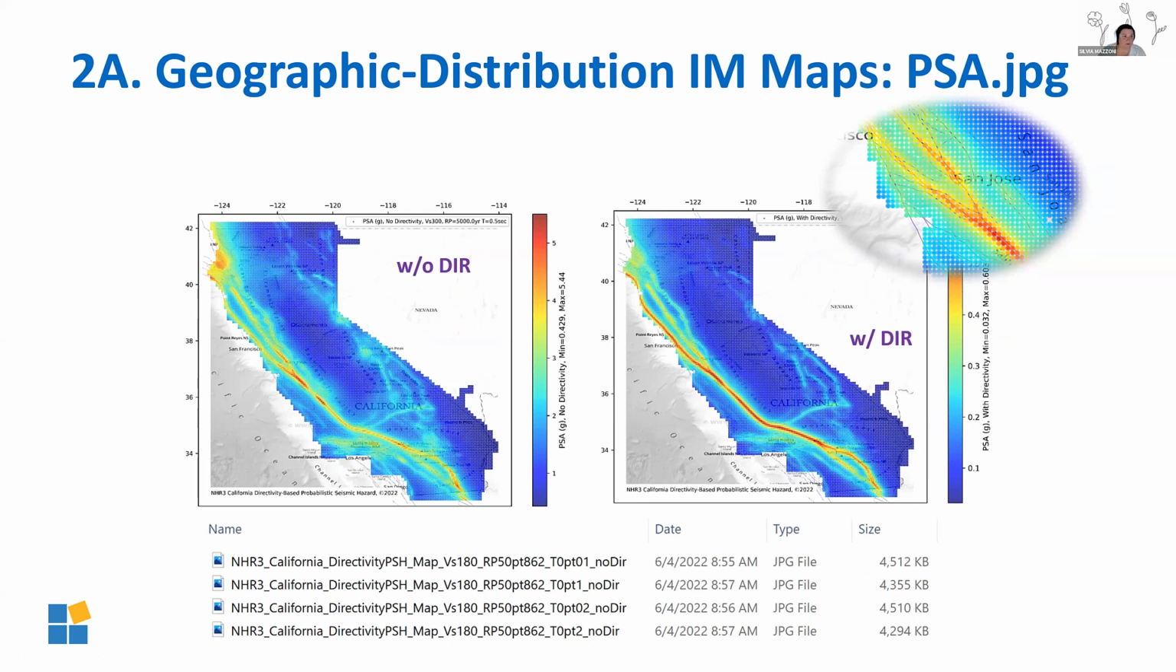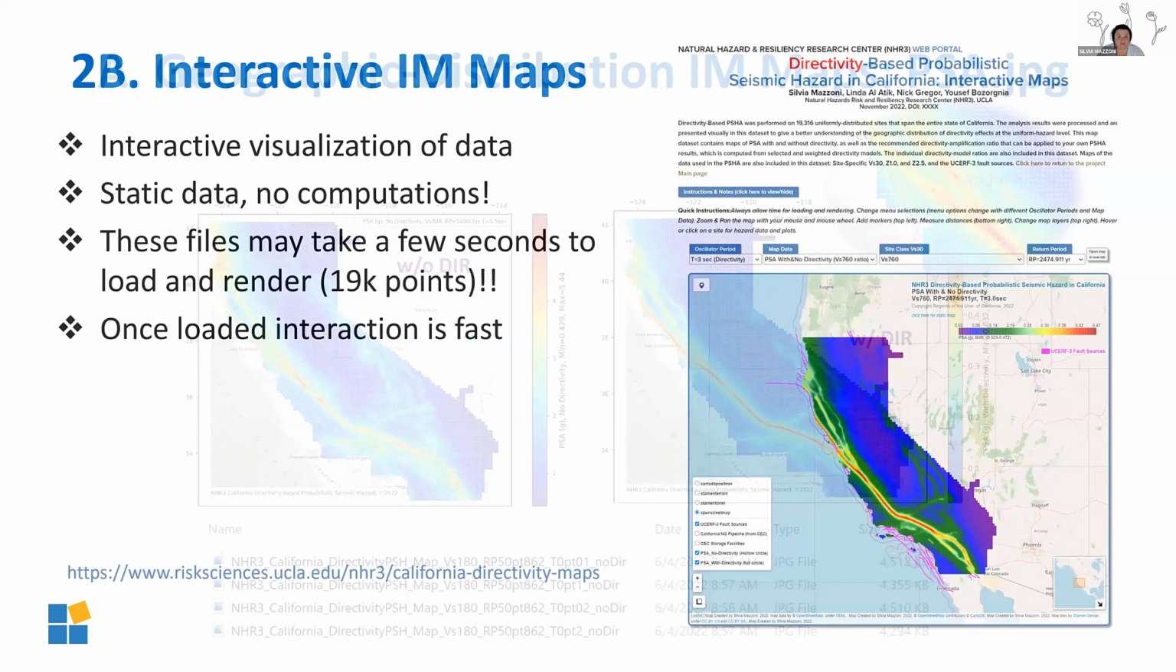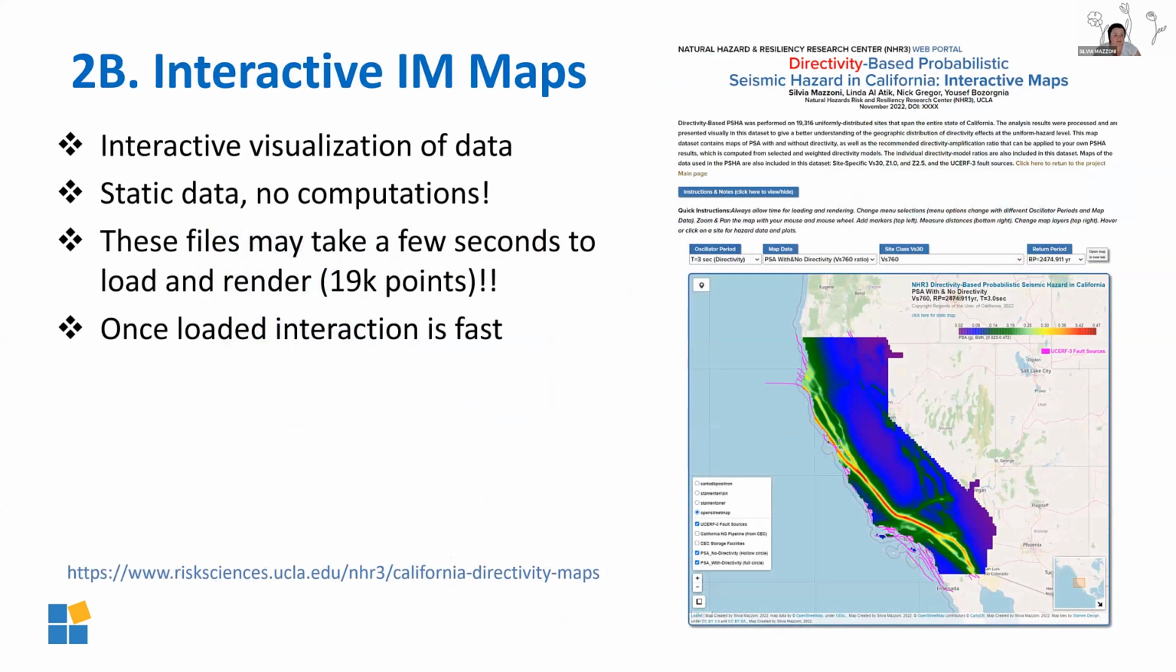But we wanted to step up our game, and so we went to these interactive maps. You can access these interactive maps from that web page that I gave you, as well as this direct link right here. This is interactive visualization of static data. I'm not doing any computations. Everything comes in pre-computed, and everything is grouped depending on the different maps. The files may take a couple of seconds to upload, only because there are over 19,000 points, but they're actually pretty fast. And once it loads up, you can navigate very easily and very fast.